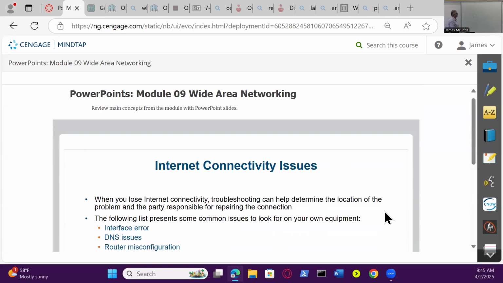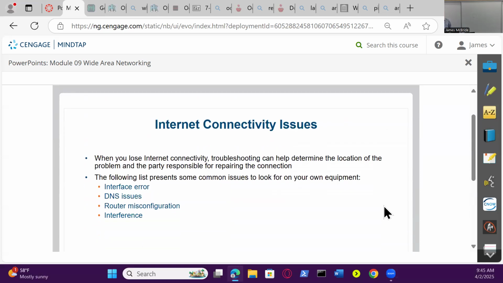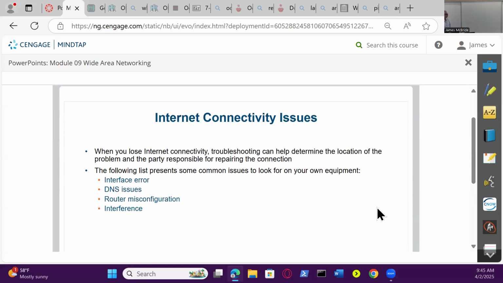Probably a good place to stop. Unless you want to talk about some connectivity issues, we can do that. No? No takers? All right.